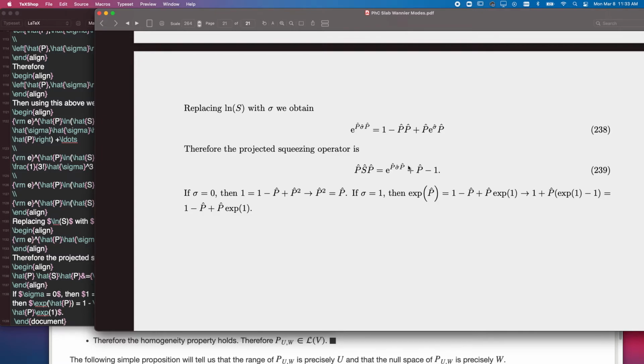Now, what if I didn't have these parts here? If sigma was equal to 0, if I didn't have this 1 minus p here, what would I have? Then I would have 1 is equal to p squared, which is not true. So you need this extra piece.